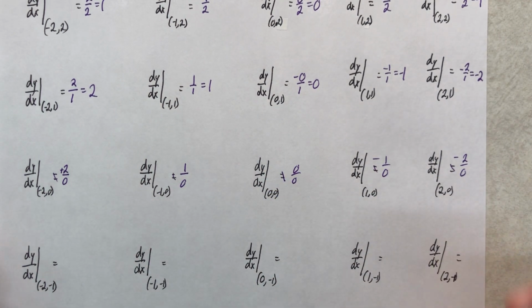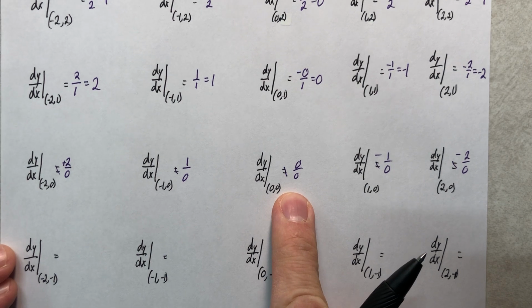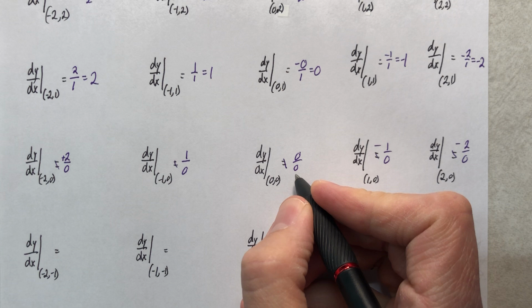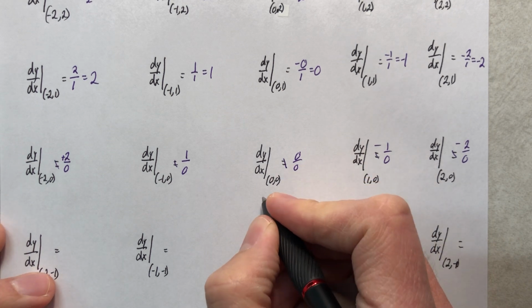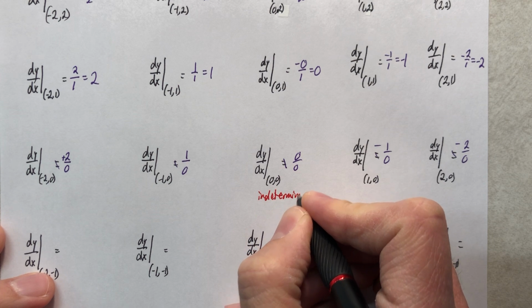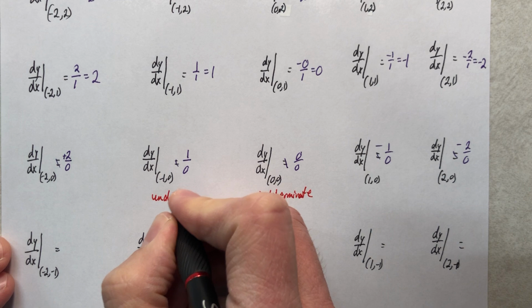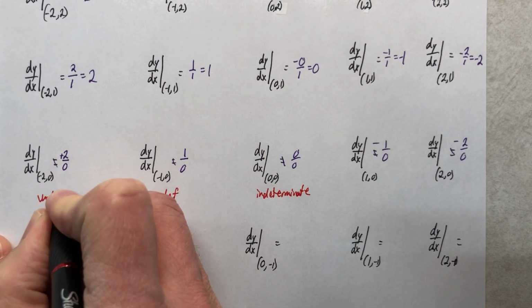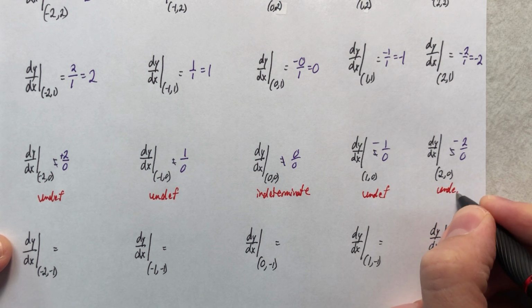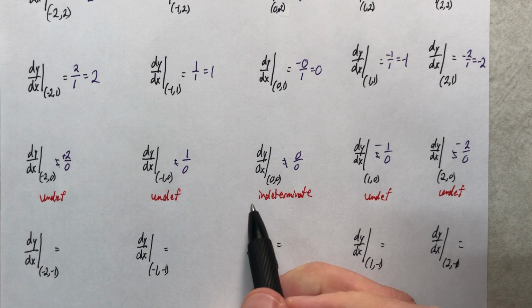So really, here's the deal. This one does not exist. This is indeterminate. I think that's worth writing in red. This is a L'Hopital issue if we were finding limits. From a slope point of view, we would say that this is undefined, and this one's also undefined, and this one's undefined, and this one's undefined, which means these are vertical. Those are vertical lines, and this one should not exist at all.